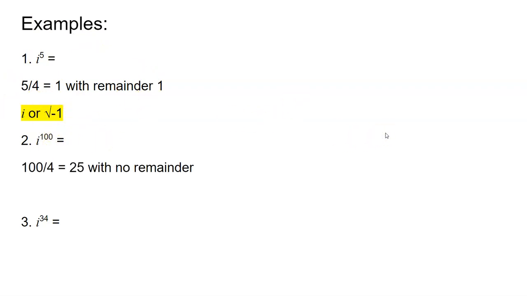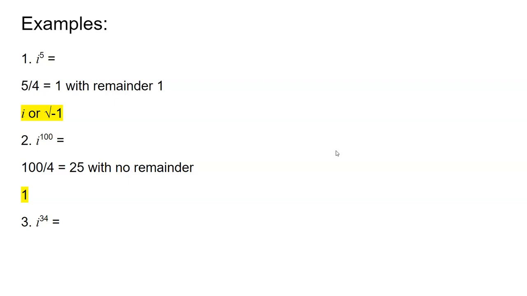So here's some examples where we're going to use the remainder to find what all these expressions are equal to. So i to the fifth power, you take the power, which is 5, and divide it by 4, and you get 1 with the remainder of 1. And because there's a remainder of 1, i to the fifth power is just equal to i, or square root of -1. Now i to the 100, again, we're going to take the power divided by 4. It's 25 with no remainder. If there's no remainder, then the whole thing is just equal to +1.